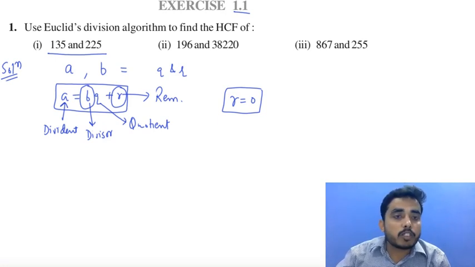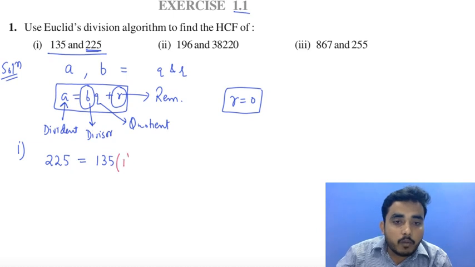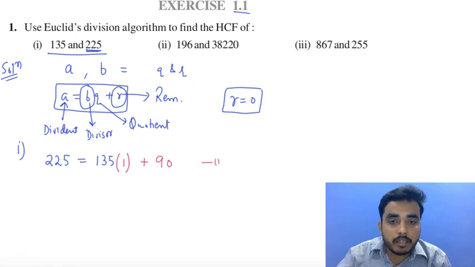Now let's move to question part 1. Here the greater number is our dividend. 225 is the dividend in this case, and 135 is the divisor. So the question will be how much? It will be dividing by 1. So 135 into 1 is 135. Now the remainder will be 90. So this is our remainder, and this is step number 1.